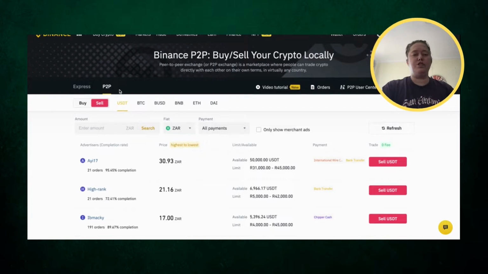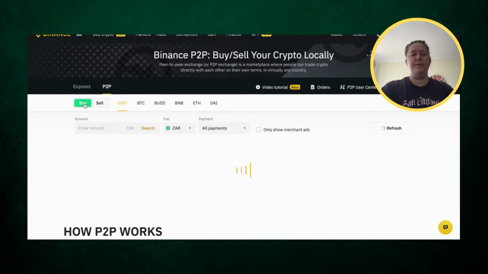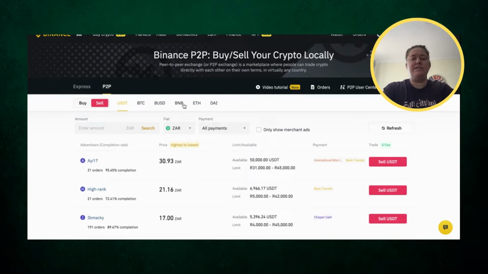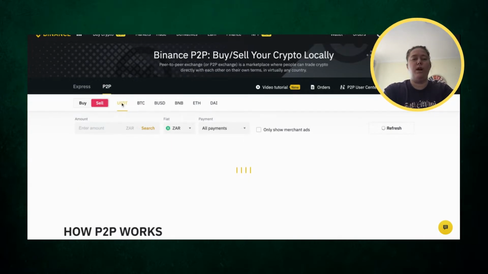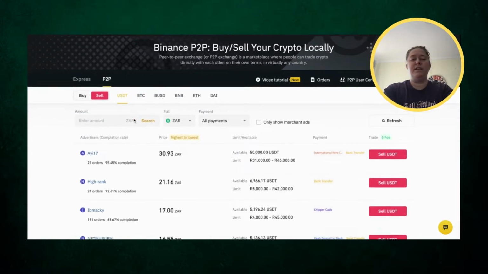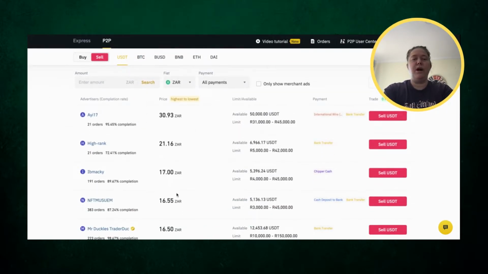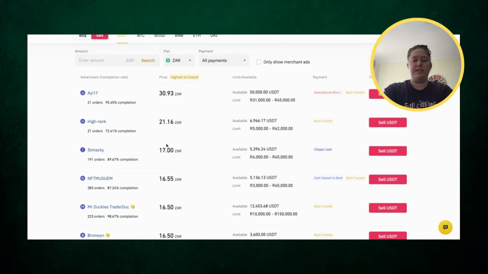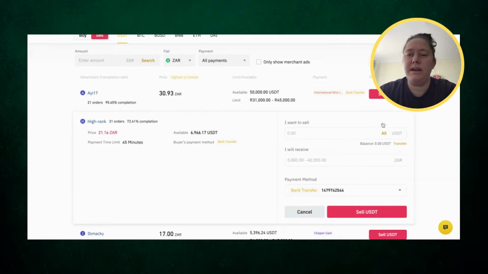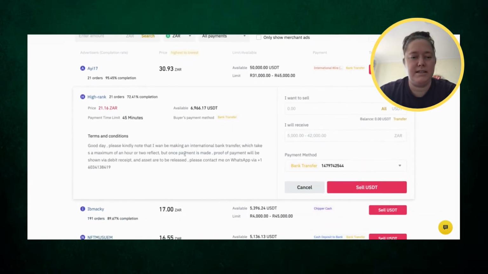So step one, make sure that you're on the person-to-person tab. Make sure you're not set to buy, but set to sell. Then choose the currency that you've sent to your wallet. I like to move everything in USDT. So now I would go and look for a merchant that I would like to sell to. For instance, today we have a really great merchant that is selling at 21 Rand and 16 cents. So if you're going to be selling some of your crypto between 5,000 Rand to 42,000 Rand, this is a really great option. But guys, I always say make sure that you check the T's and C's, right?